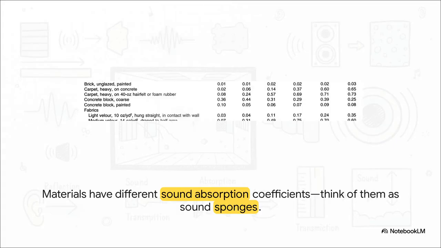So how do we do that? Well, we use a whole palette of different materials, and each one has something called a sound absorption coefficient. It's really just a simple score from 0 to 1. Think of it this way. Something hard, like painted brick, has a score close to 0. It absorbs almost nothing. But then you have materials like heavy carpet or special acoustic panels. They're like sound sponges, just soaking up all that extra acoustic energy.